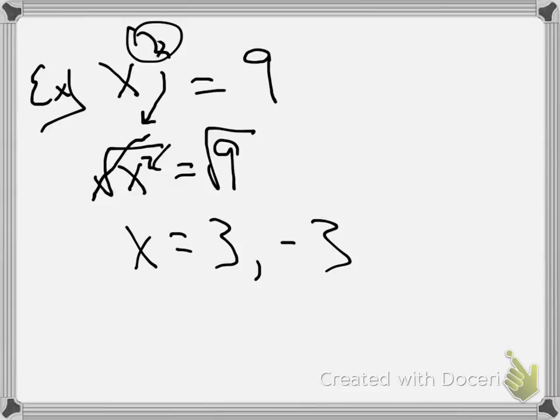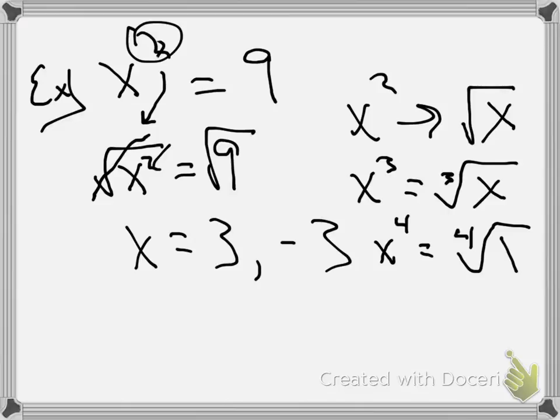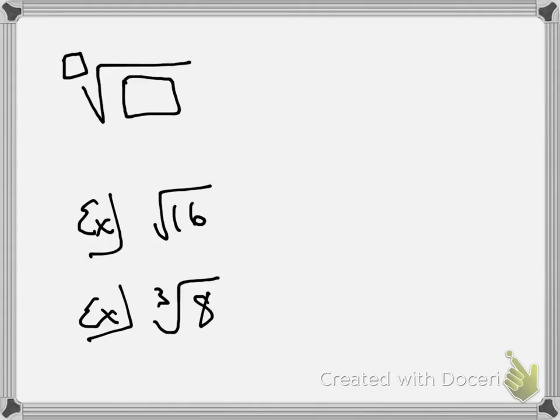So the moral of the story is that exponents do have opposite operations, and their opposite operation is roots. So the opposite of a square is a square root. The opposite of x cubed is a cube root. The opposite, of course, of x to the fourth is the fourth root. So that's important as you go through this module.